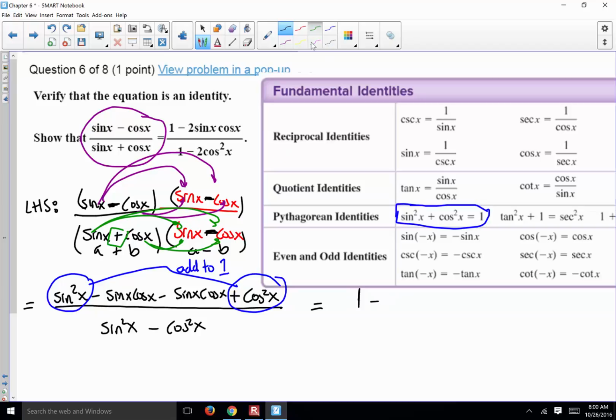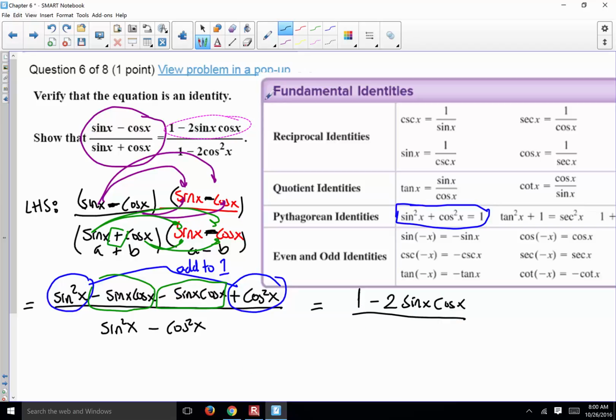Alright, what do I do with these green ones? Aren't they the same? So same thing twice makes it how many? 2 sine x cosine x. Oh my god, I have already obtained the top. Good, that means I'm on the right track.